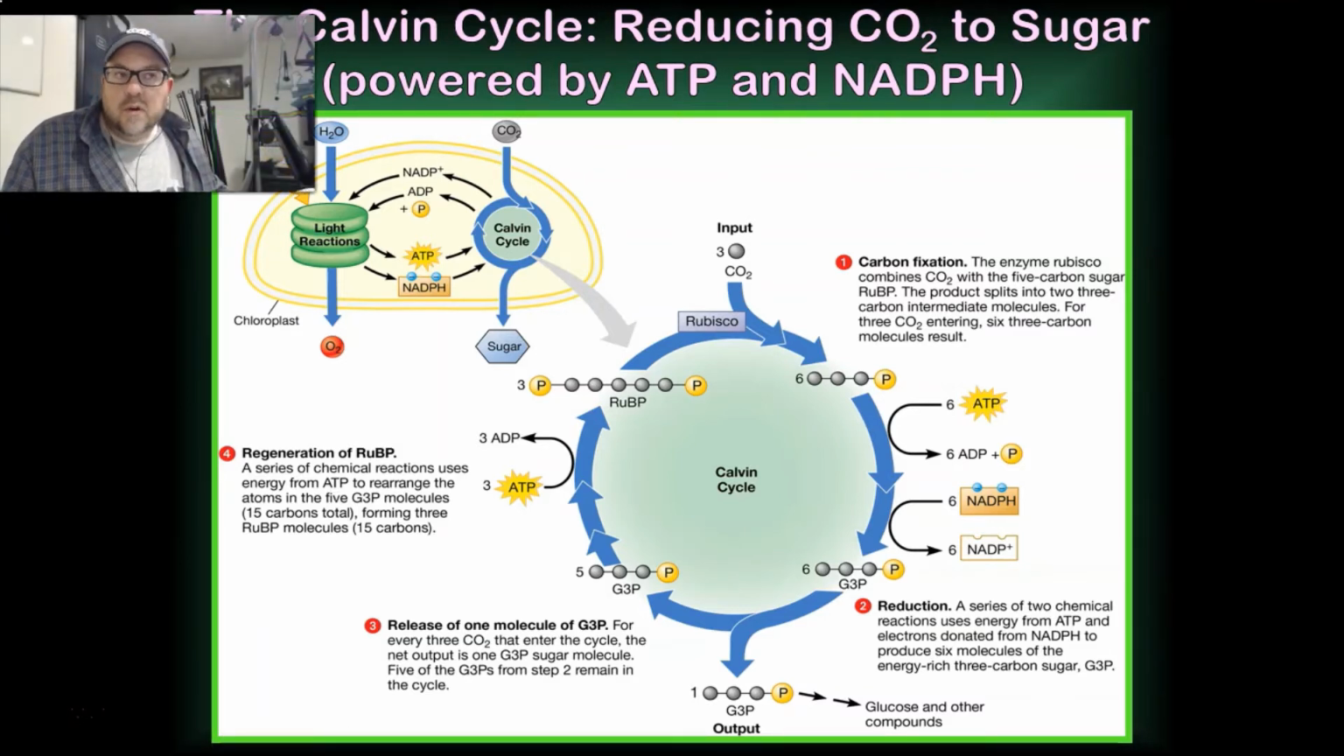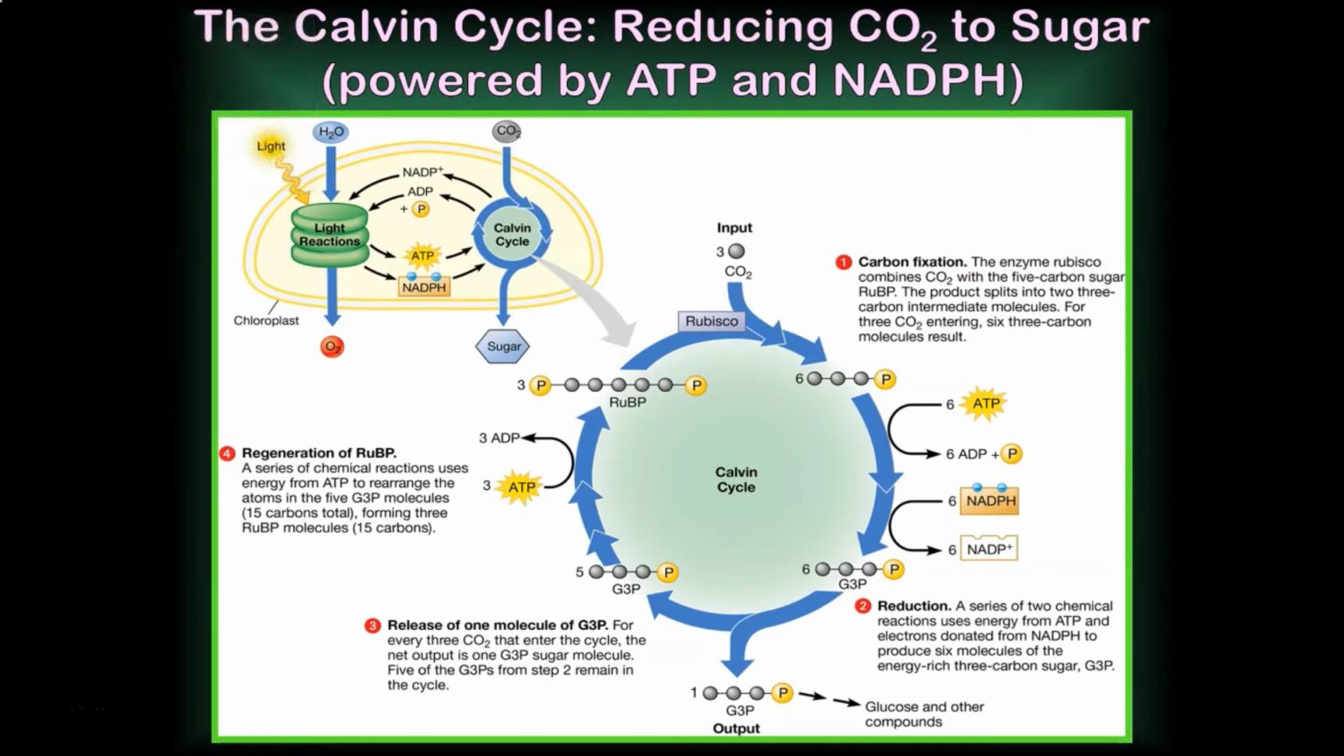Well, theoretically, sure, go right ahead. But the problem is you have to reconvert some of them or regenerate your RuBP. So if you took out all 6, you wouldn't be able to keep the cycle going. So what happens is, 1 sugar can be your product of the Calvin cycle. So we're going to have a net loss of 3 carbons here from the cycle.